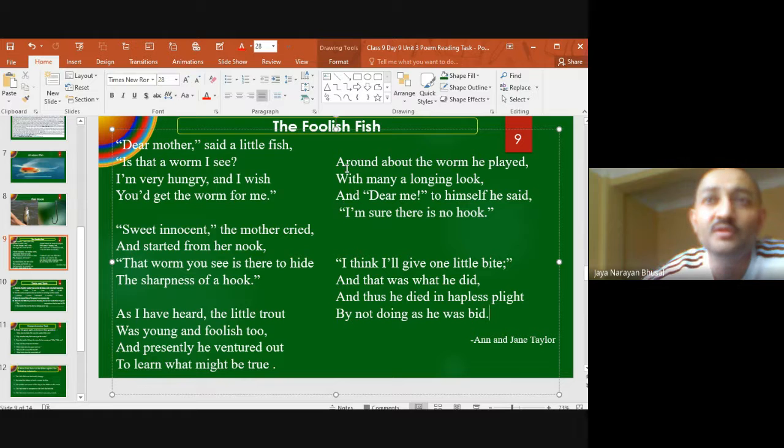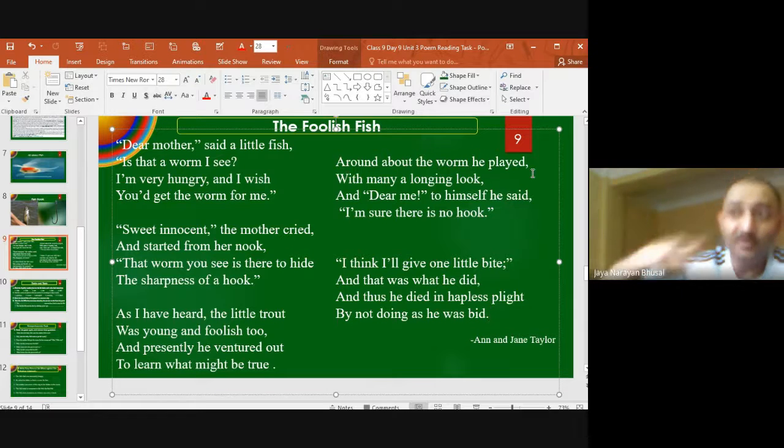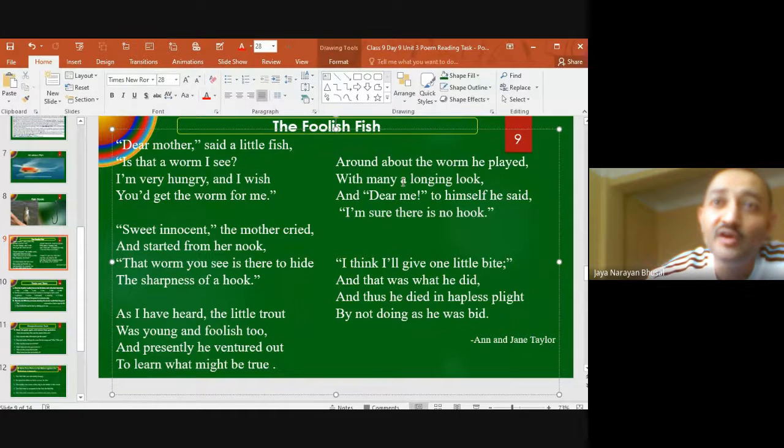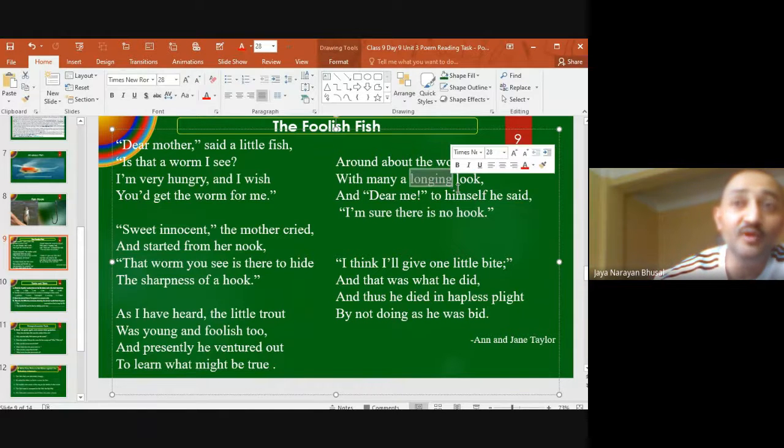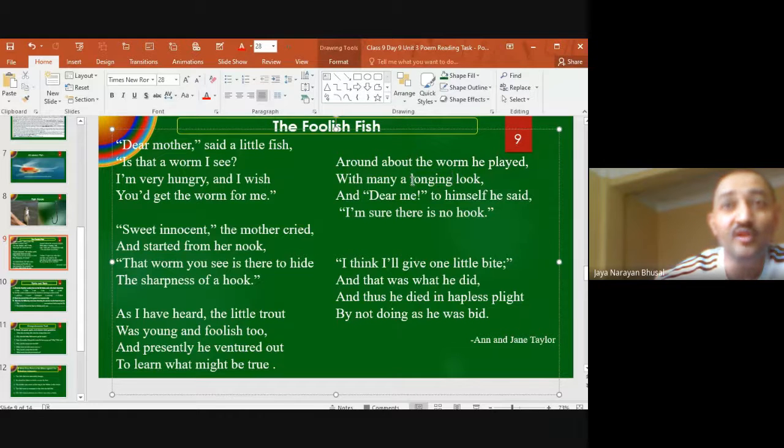Around about the worm he played. He went on playing in the water around about, right side, left side, up and down, all sides. That means the little fish observed the worm very carefully, whether or not it was a trap. With many a longing look. Longing means here full of desire, full of temptedness, let's say.